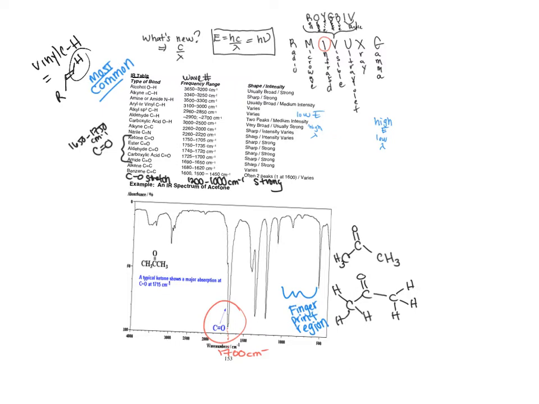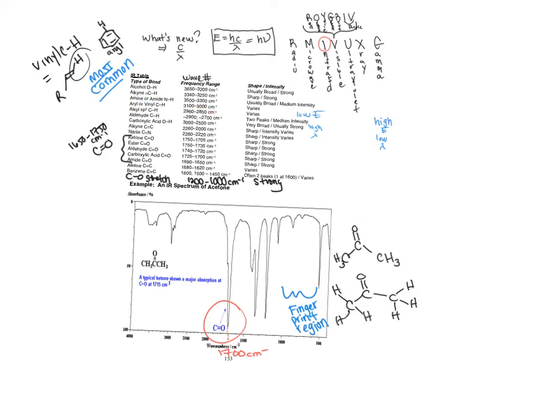So that is a vinyl CH. Aryl CH would be on a benzene ring. That's why they're similar, because they're both H's that are on a carbon that's part of a pi bond. So that's still not the one in acetone. Acetone is a plain old alkyl sp3 CH. So that's this one, 2900 through 2850.